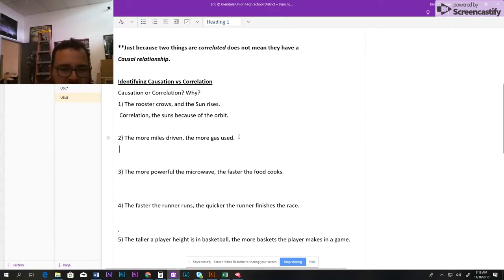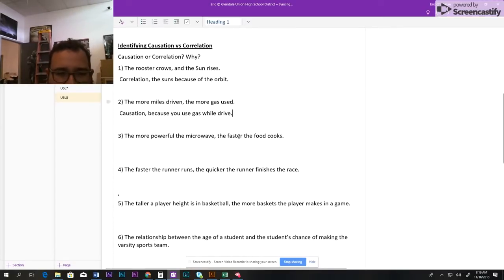All right, let's talk about this one. The more miles driven, the more gas used. This is a causation relationship, because you use gas while driving. So if you drive more miles, you use more gas. It happens. That's the way it works.